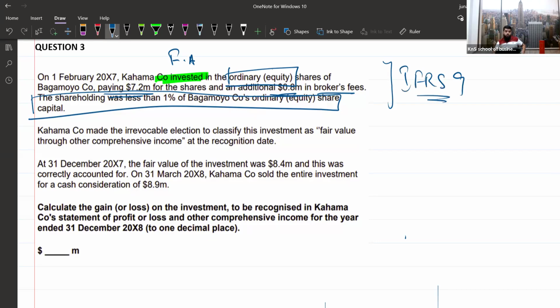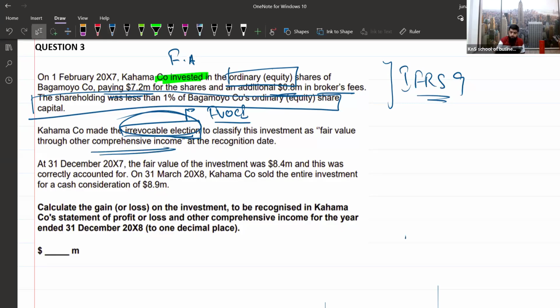Now, 7.2 million is the investment and 0.8 million is incurred as transaction cost. The company made the irrevocable election to classify the investment. Remember, if this terminology is given, it indicates fair value through OCI. Although a subsequent phrase clarifies that the company is using fair value through OCI, it's not required. That terminology alone is quite enough. If the question says an irrevocable election is used, the company is using fair value through OCI.